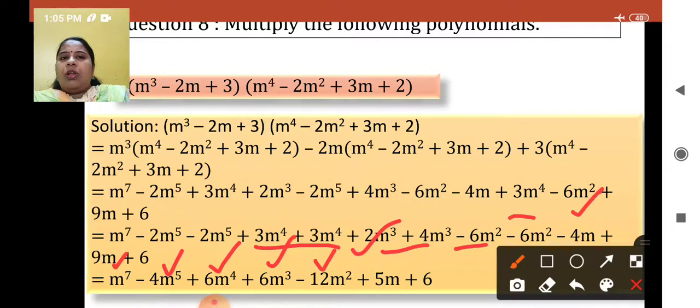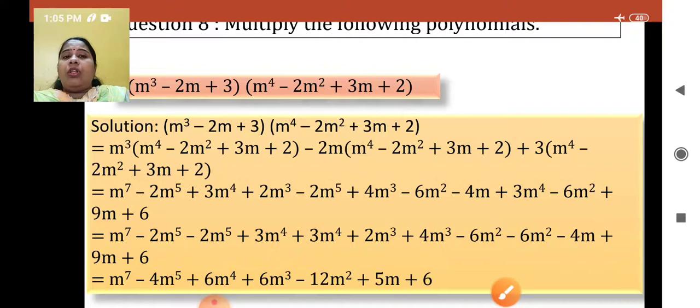Minus 4 plus 9. 9 minus 4 is 5. 9 is a greater number with positive sign. So it will be plus 5 and plus 6. So I have explained here how we are getting all the terms. And the final answer should be m raised to 7 minus 4 m raised to 5 plus 6 m raised to 4 plus 6 m cube minus 12m square plus 5m plus 6.